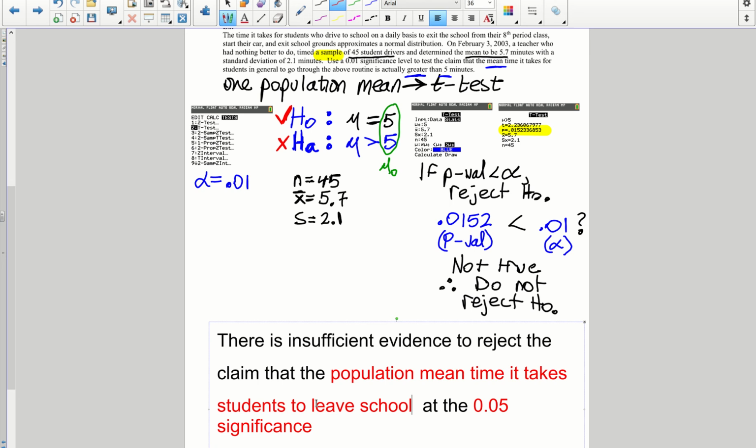The first sentence always is talking about the null hypothesis. The number of times I've seen people write a conclusion where they say there is sufficient evidence or insufficient evidence to reject the claim that the time it takes students to leave school is greater than 5 minutes. I mean, it's terrible. All right, follow the template, you will not have a problem. Even if I'm reading it and I'm like, whoa, that is grammatically the worst sentence I've ever seen. It's following the template, you're good to go. Is 5 minutes.